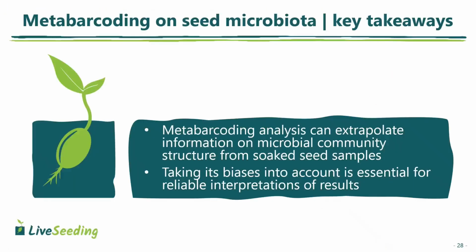So now, to summarize what's just been told in plain terms, we can say that the DNA extracted from a seed soaking solution can be processed to give estimations of which microbes are present on and in the seeds and in what proportions. This can be used to compare microbial community structures between samples, but it is important to keep technical biases in mind when analyzing metabarcoding data, as results may be overinterpreted.